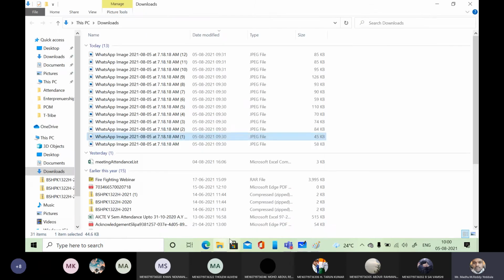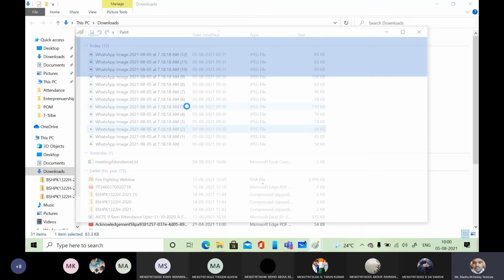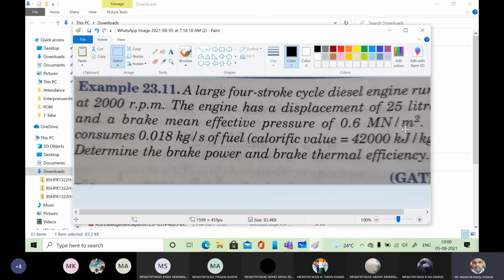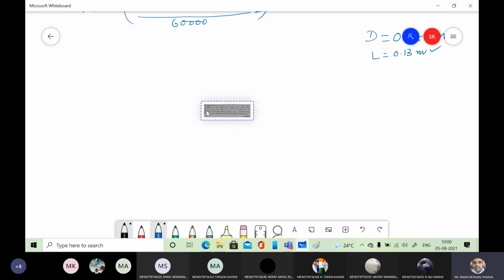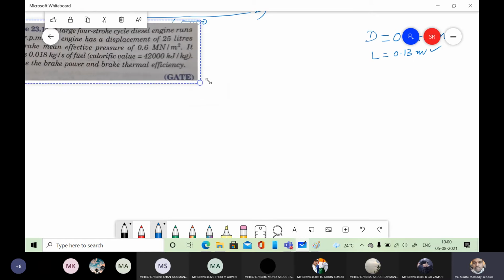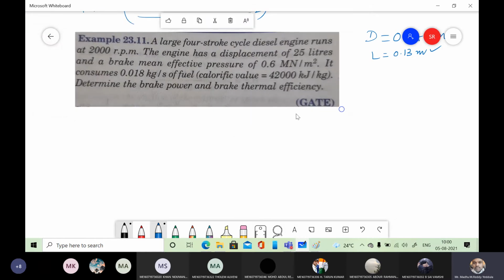Okay. Then next problem. A large 4-stroke cycle diesel engine. It is a 4-stroke engine, so I am writing small n. What is the meaning of small n? Small n is nothing but the number of working strokes per minute. I'm not writing directly, I'm writing the symbol. That value is equal to N by 2 because it is a 4-stroke engine.